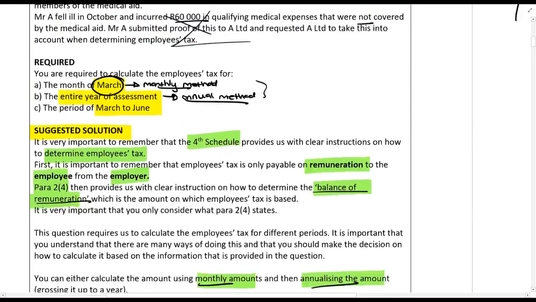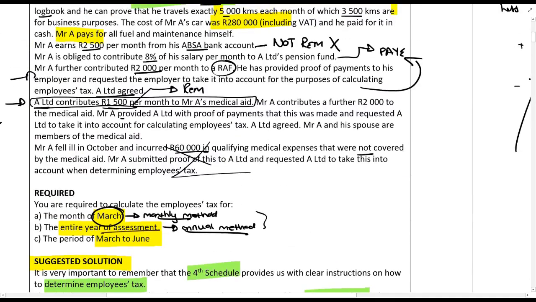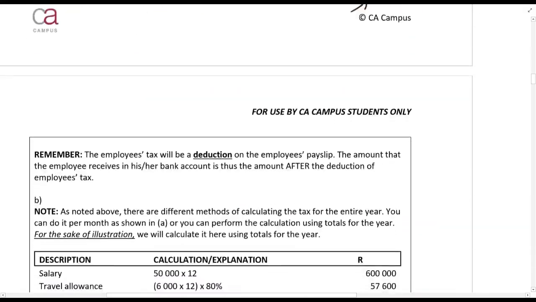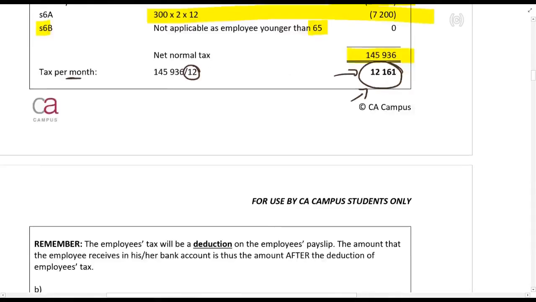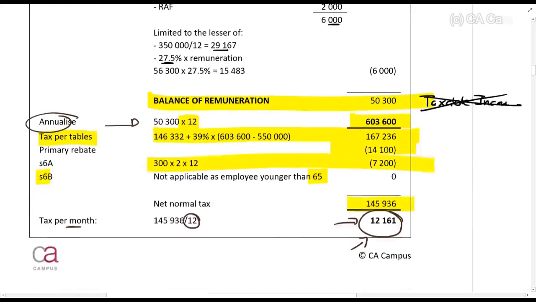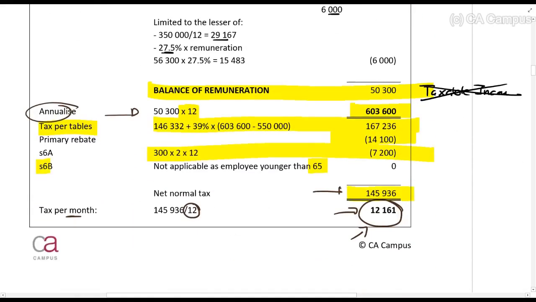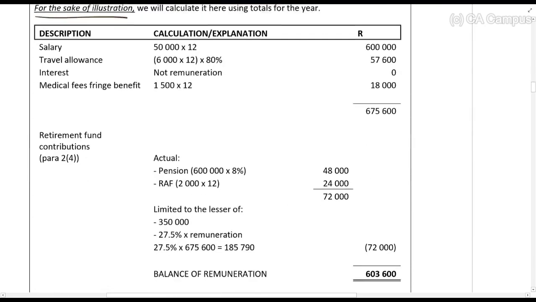Okay, now I want you to see, the next one says, what is it for the entire year of assessment? Now, I've deliberately put this in here just to show you, right, how it would be different. Now, you can do this in two ways. You could even do part B in this exactly the same way as what we've got here. Right, see that net normal tax for the year? Let's see how we would get it. So I'm going to show you now.